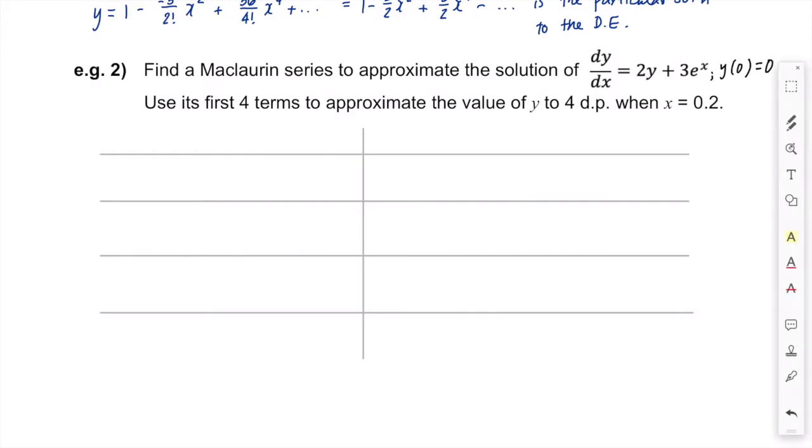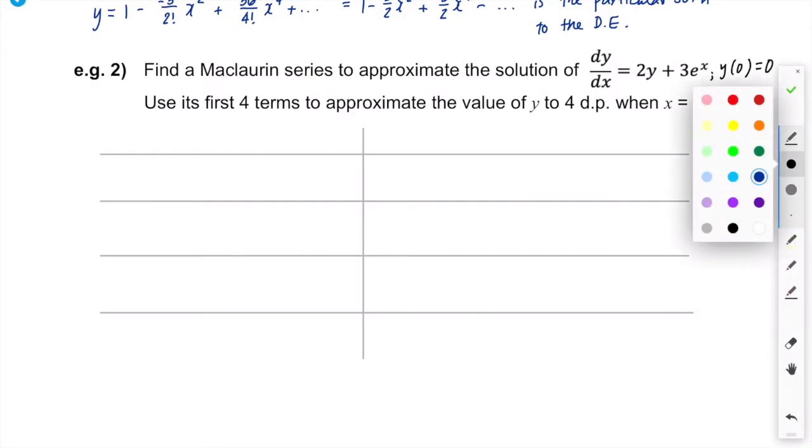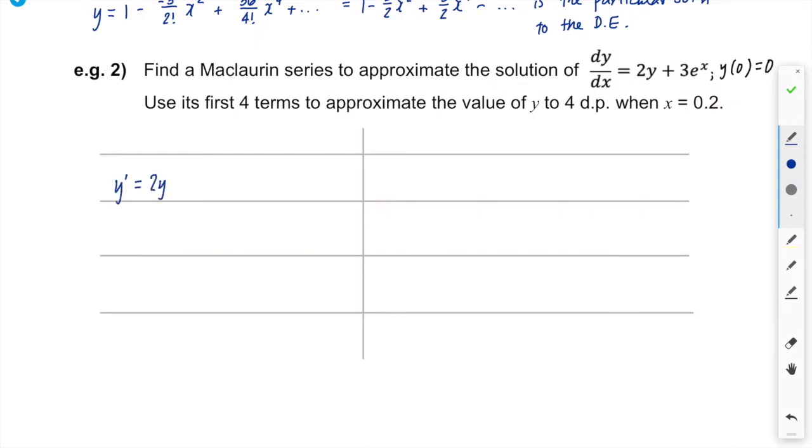So here, we know that the first derivative is given by 2y plus 3e to the power of x, and the initial condition is y of 0 equals 0. So what is y prime at 0? It is 2 times 0 plus 3e to the power of 0. So 0 plus 3, so 3.